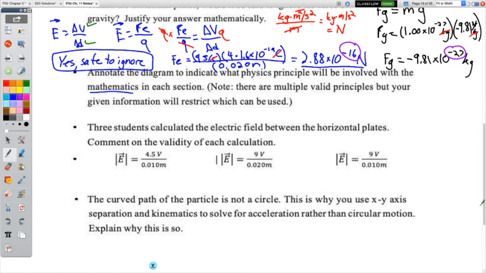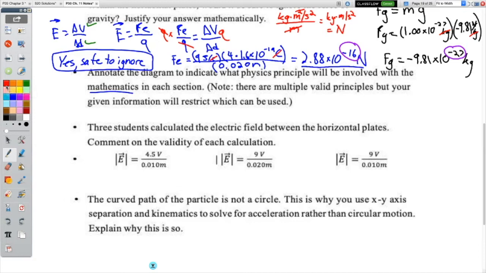3 students calculated the electric field between the horizontal plates. So again, we're looking at the same horizontal plates that we were asking about earlier. Comment on the validity of each calculation. So basically, did the students do it right or wrong? Okay, actually, I kind of want you to do this on your own. Think about it, look at it. Is every student right? Is every student wrong? Did anyone, or probably most likely a combination of the two?